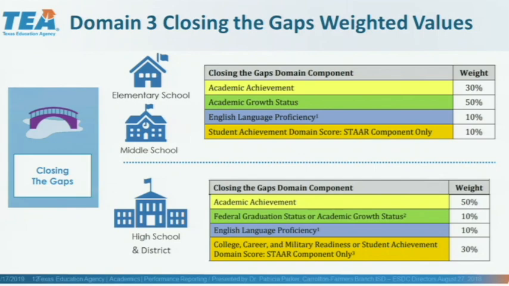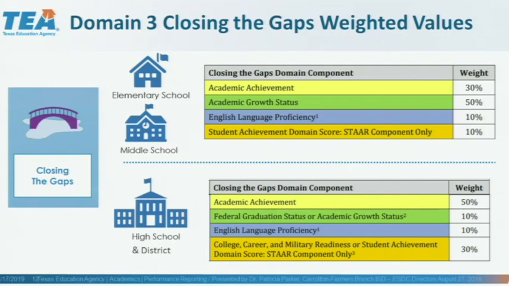So in the closing the gaps, that's 30% of our total score, and then that 30% is broken into chunks. So for elementary and middle, we look at 4 different components that make up that 30%. The first is academic achievement. And that's 30% of this domain. And that is our kids who are meeting grade level standard.